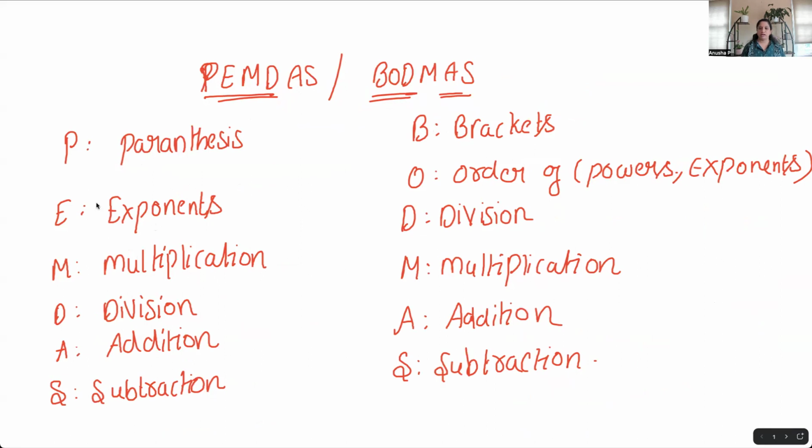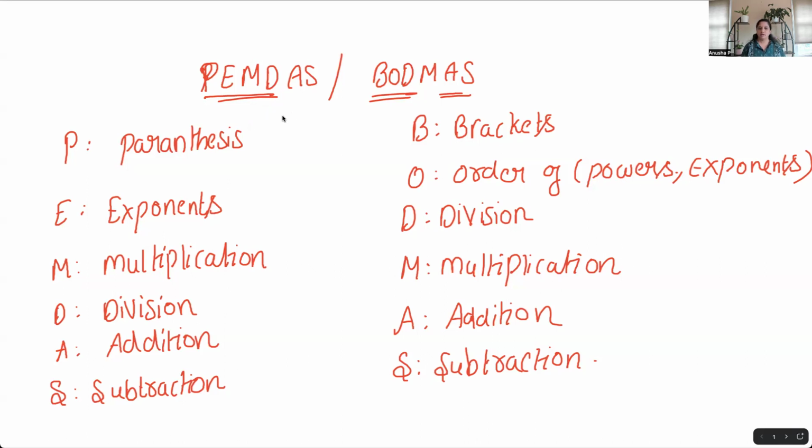So if you have any parenthesis in the question, first you will solve the parenthesis, and then the exponents, then multiplication or division, and last we'll do addition or subtraction. And we will follow all the steps from left to right.